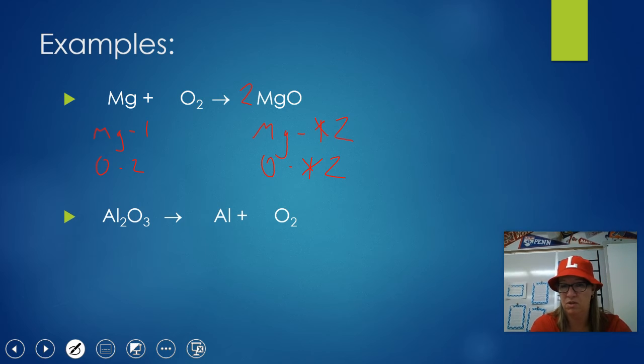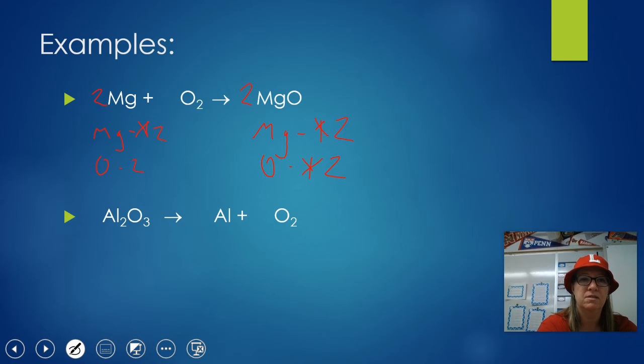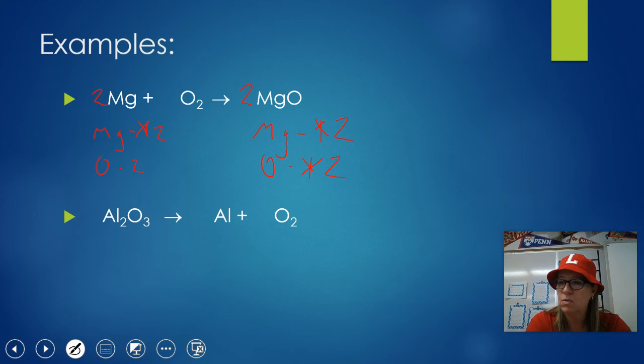So now this is up to 2, which means I have to go to the other side and put a 2 in front of that magnesium to make that a 2, okay? So now that's a balanced equation, okay? I didn't change any subscripts, just coefficients. All right, so let's look at the next one.